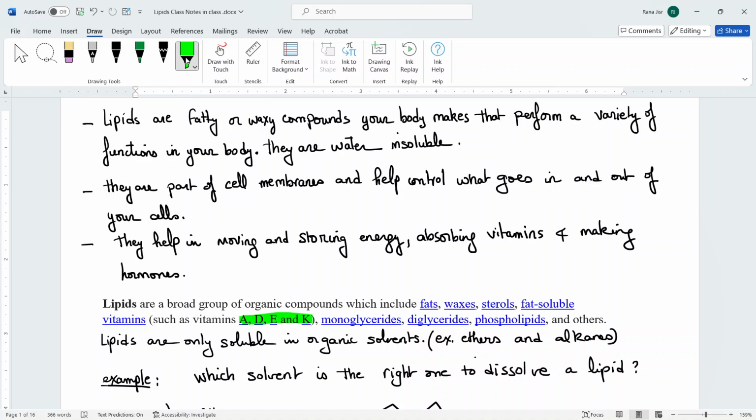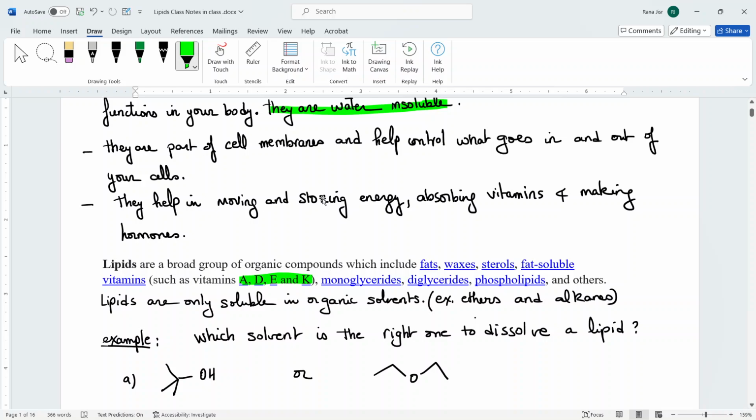Now, lipids are water insoluble, and they are soluble in non-polar solvents. Non-polar solvents are any solvent that doesn't hydrogen bond with water or does not dissolve in water. Fats are part of cell membranes, and they help control what goes in and out of the cell. Their major role is in storing energy, absorbing vitamins, and making hormones.